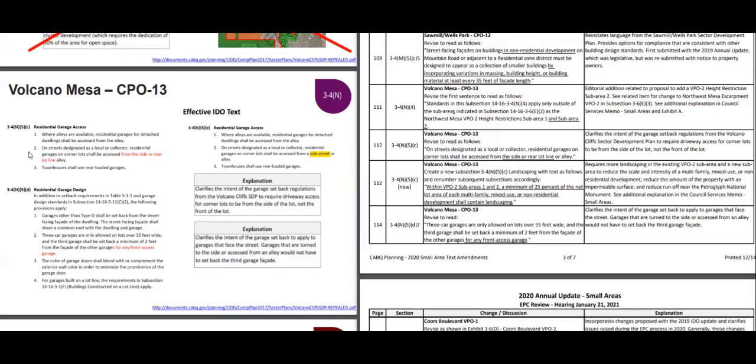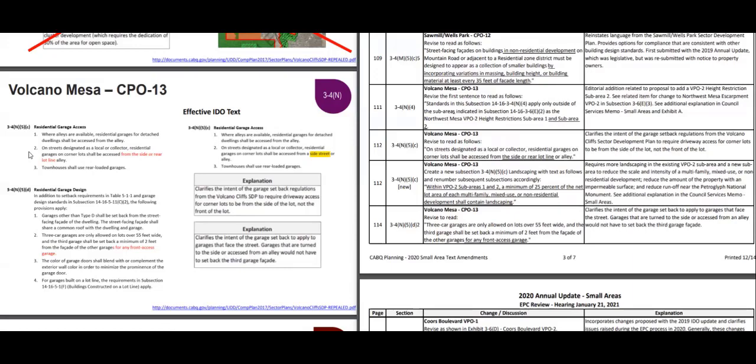So it looks like this is a new landscaping rule that would read, within VPO 2 sub areas 1 and 2, a minimum of 25% of the net lot area of each multifamily, mixed use, or non-residential development shall contain landscaping. What this change does is it requires more landscaping in the existing VPO 2 sub area and the new proposed sub area 2, which would reduce the scale and intensity of a multifamily, mixed use, or non-residential development.